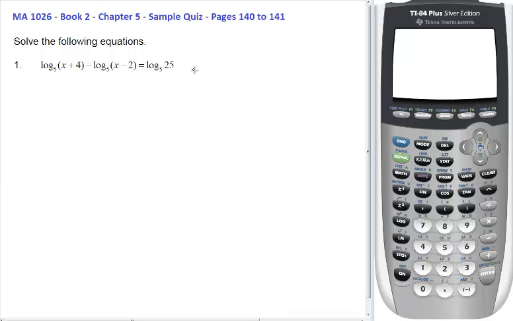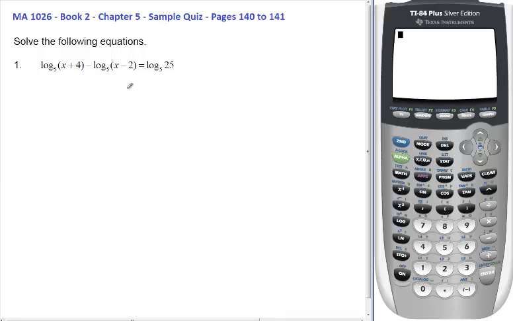Good day, students. Now we're going to look at the solution to the first long answer question from your Chapter 5 sample quiz on logarithms. This is book 2 of your MA1026 booklets, and it's asking us to solve the following equations. Now we'll just do the first one in this video.